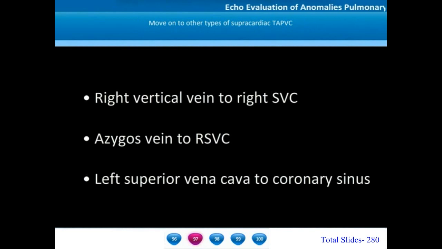Let us move on to the other types of supracardiac TAPVC. The pulmonary veins can drain into a confluence that can either drain through a right vertical vein into the right superior vena cava. It can connect to the azygos vein and thereby subsequently drain into the right superior vena cava. Sometimes the confluence can form a left vertical vein that drains into the left superior vena cava, and in these patients, if the left superior vena cava is draining through the coronary sinus back into the right atrium, then that will be another source of a supracardiac TAPVC.